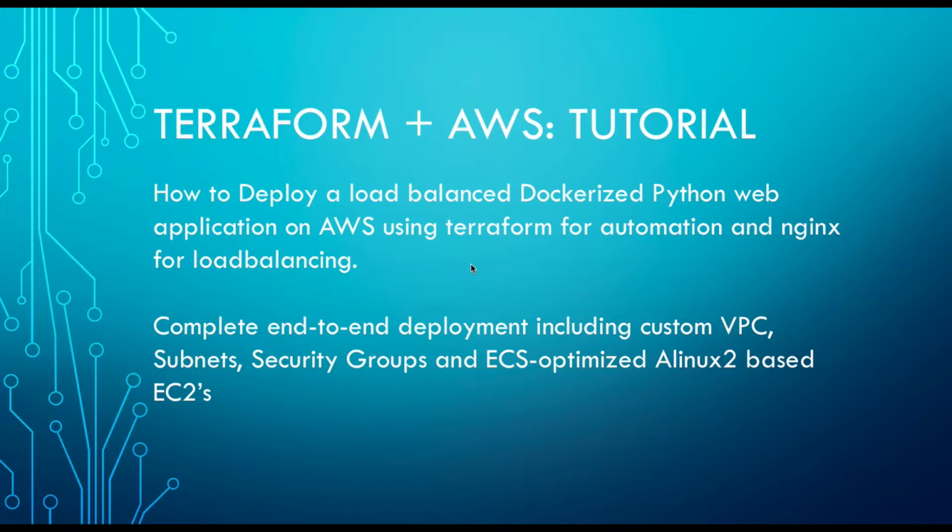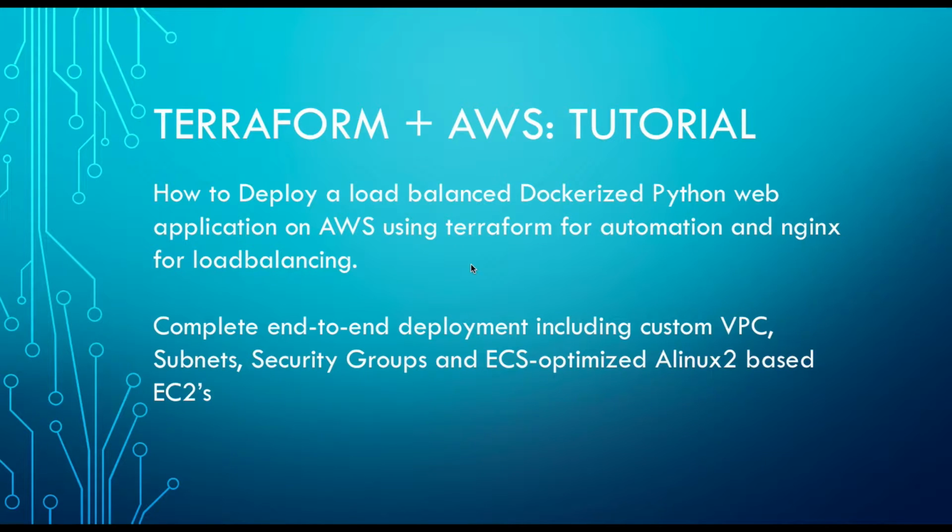Hello and welcome everyone. In this tutorial we'll be going through how to deploy a Dockerized Python web application on AWS. We'll be using Terraform for the automation and Nginx for the load balancing. The repo that I'll be going through is a complete end-to-end deployment solution, meaning it will create a custom VPC, subnet, security group, EC2 instances and a few other things.